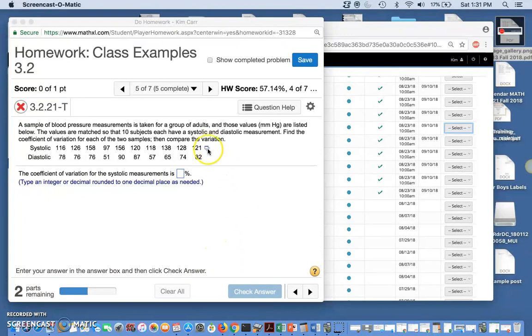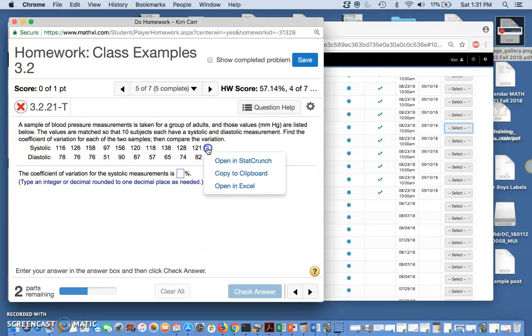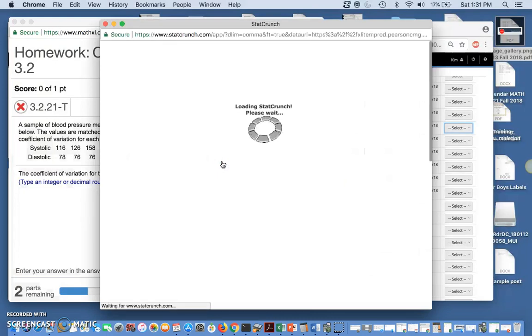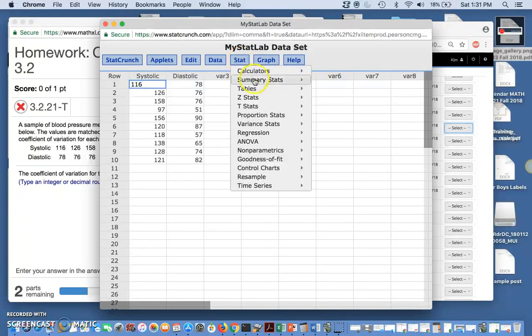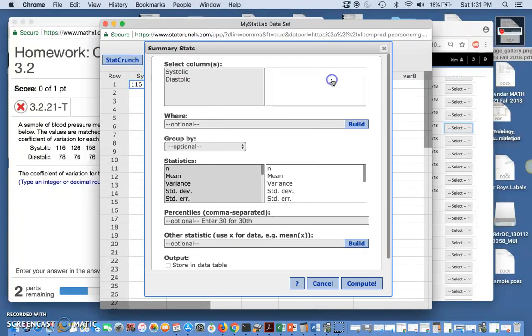Okay, here is our problem. Let's do it in StatCrunch first. We want to go to Stat. We want Summary Stats, and we want it based on Columns. We want systolic and diastolic. You've got to hold down your Shift or Control or Command key to select both. But the two things that we need are the standard deviation and the mean.